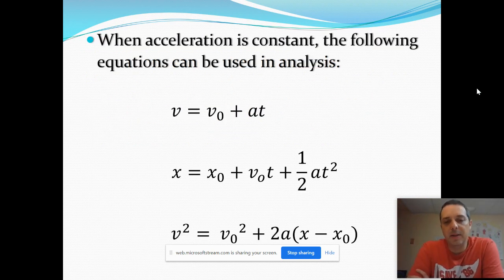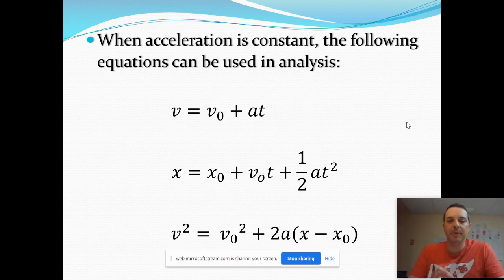Here are the three kinematics equations that I'm referring to. All three of these are in your reference tables. You'll notice that they've been written with position as being x instead of d. The first one being velocity is equal to initial velocity plus acceleration times time. The second one being position is equal to initial position plus initial velocity times time plus 1/2 at squared.